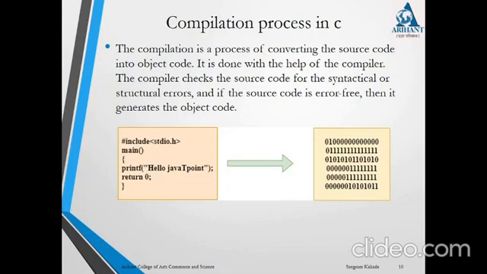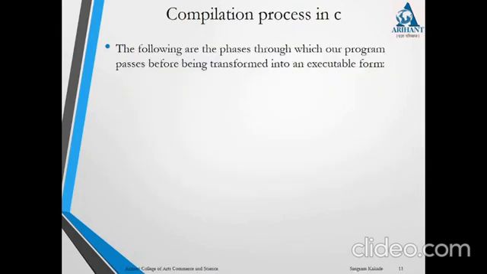Compilation is a process, and during this process your code goes through a lot of changes. It doesn't directly convert into object code. So let's see that process step by step. The following are the phases through which your program passes before being transformed into an executable form. After the compilation, you get code which is actually an executable form of your program, and then later on you can execute that code.